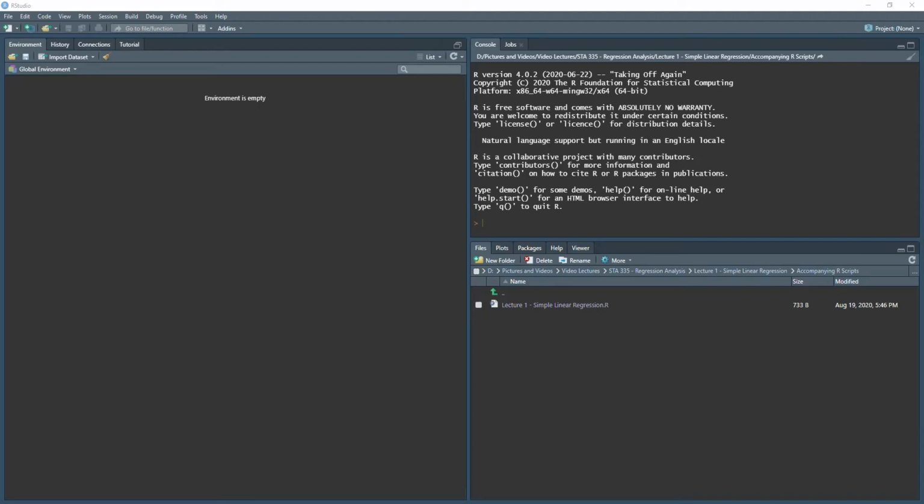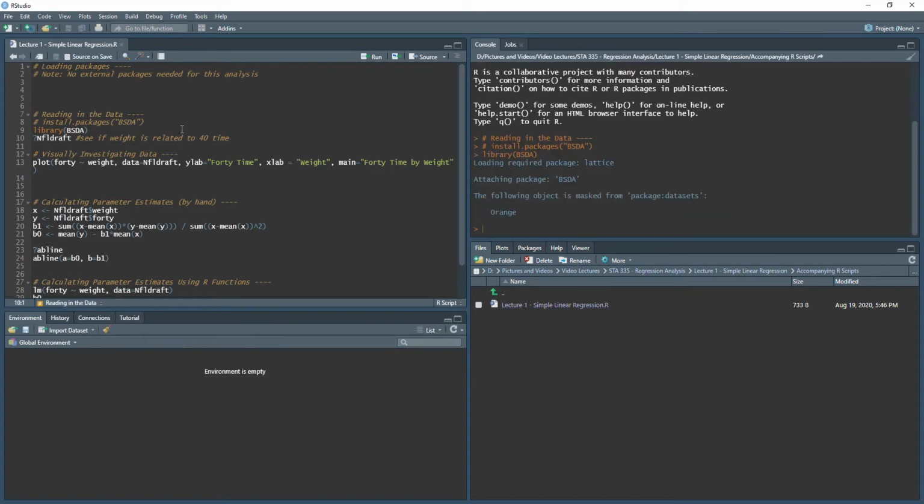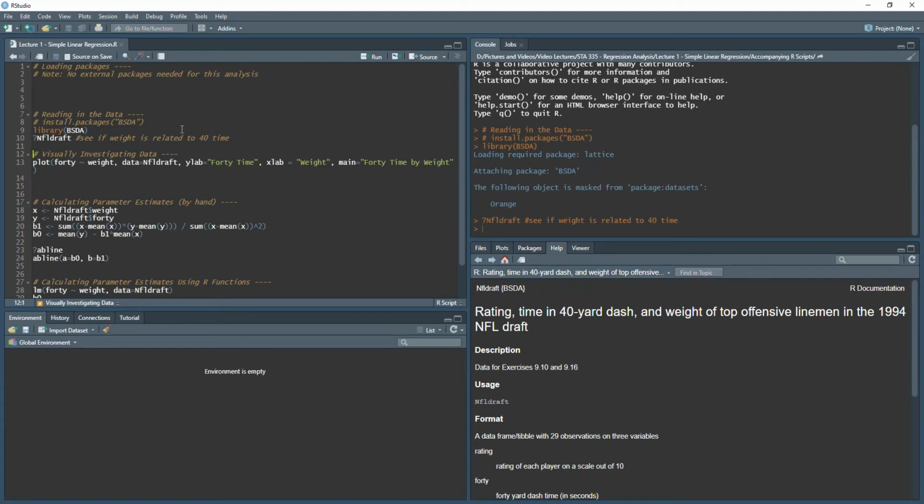In this video, we'll discuss how to implement simple linear regression in R, both by hand and using built-in functions in R. First, I'm going to load up the library BSDA, which is a package from a textbook that incorporates some fun datasets. The one I'm going to be using today is a built-in R dataset in this package called NFL Draft with a capital N.